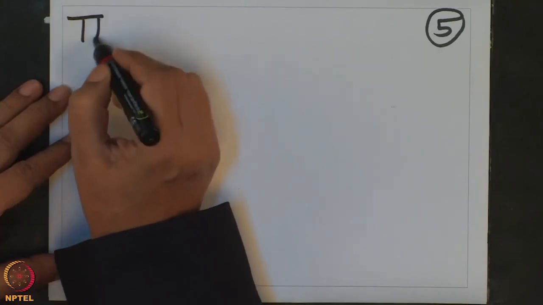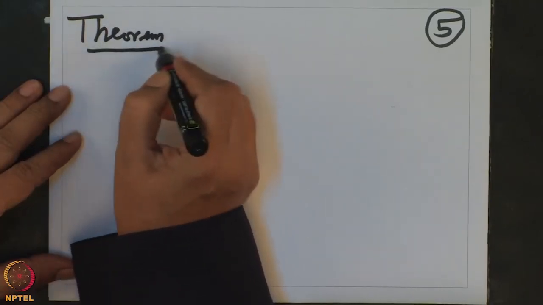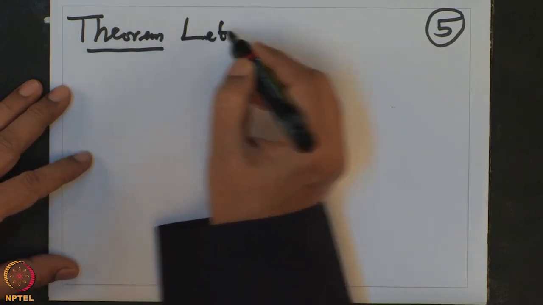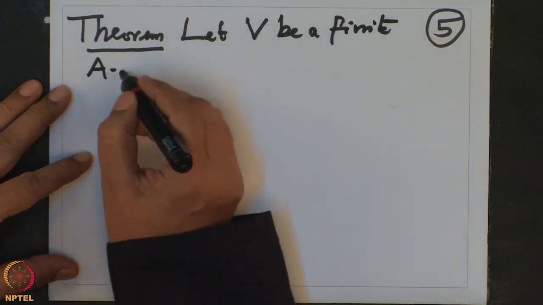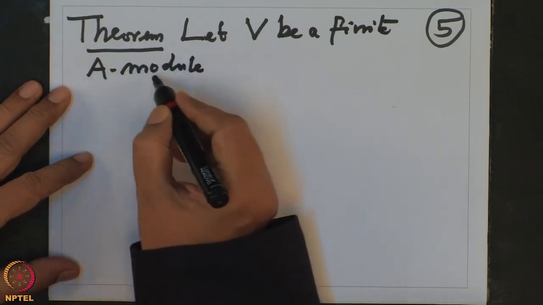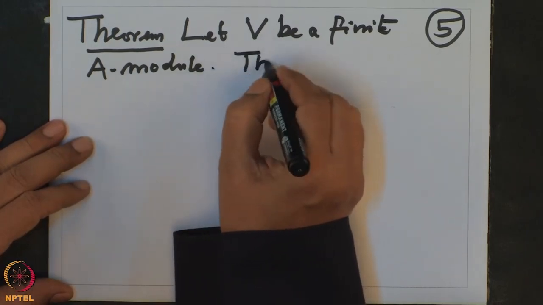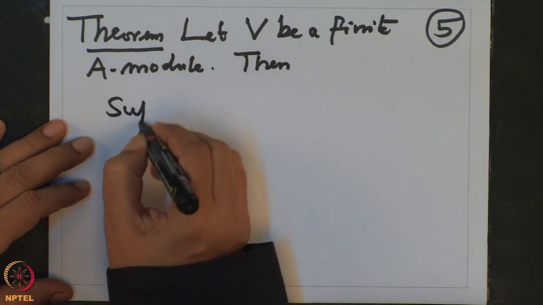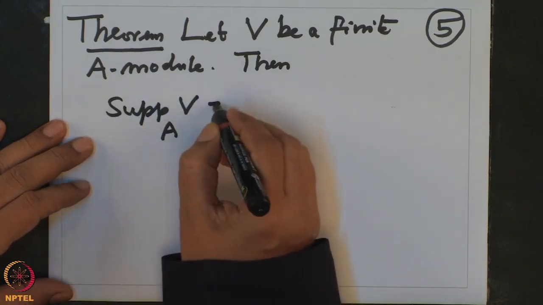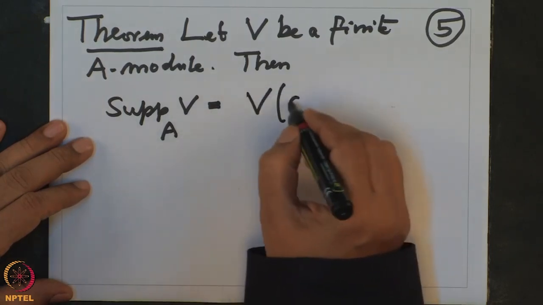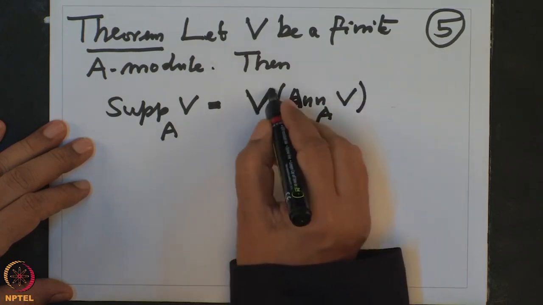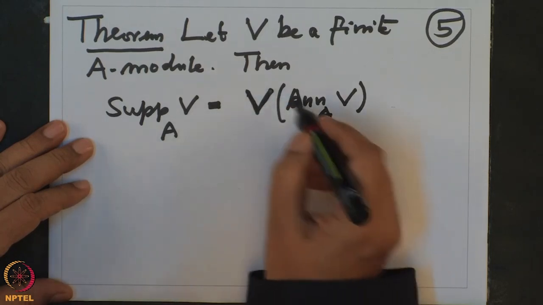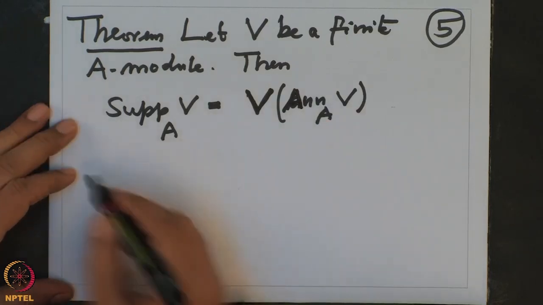So the theorem we want to prove is the following. Theorem: let V be a finite A module. We are not assuming A is noetherian. Then the support of V is precisely equal to V of the annihilator of V. Now this is a little bit inconvenient here, but this V is by definition, recall the notation.